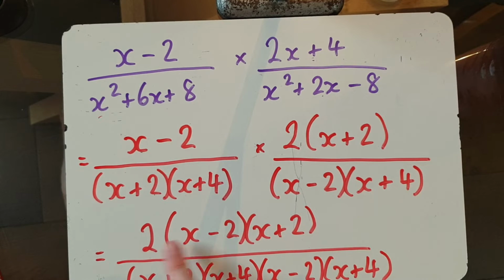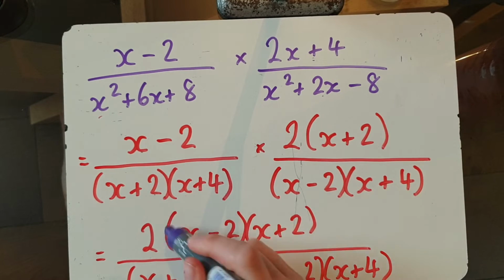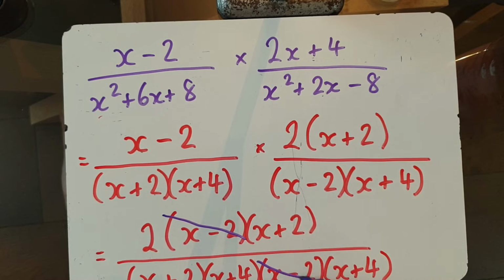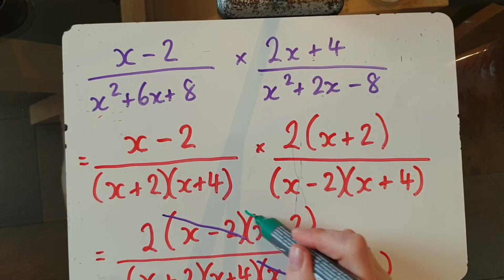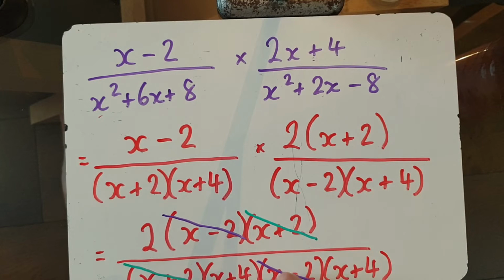Everything on the top is multiplied together and everything on the bottom is multiplied together, which means I can divide the top and the bottom by some of these common factors. The top and the bottom have both got x minus 2 in them, so we can divide top and bottom by x minus 2. The numerator and denominator both have x plus 2 in them, so we can divide the top and the bottom by x plus 2.